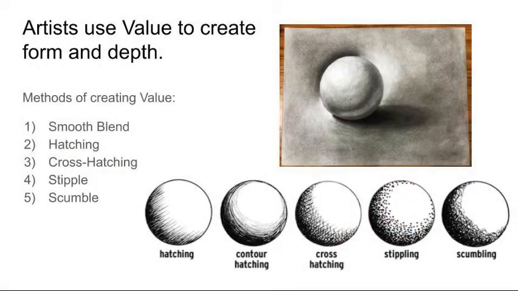There are many different drawing techniques to incorporate value within the artworks. There's a smooth blend, which has a gradual, smooth transition from light to dark. There's also hatching, which is a series of parallel lines. Cross-hatching, where those lines crisscross in some direction. Stippling, which is controlled dots. And scumbling, which is a random scribble.